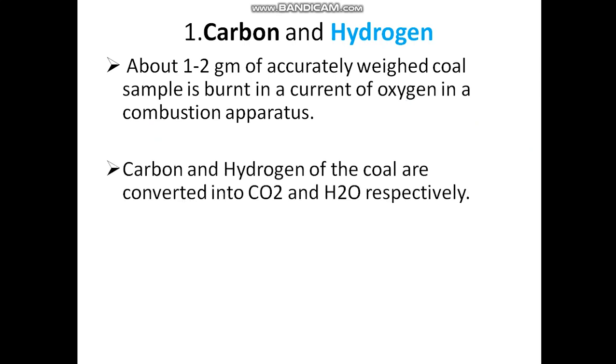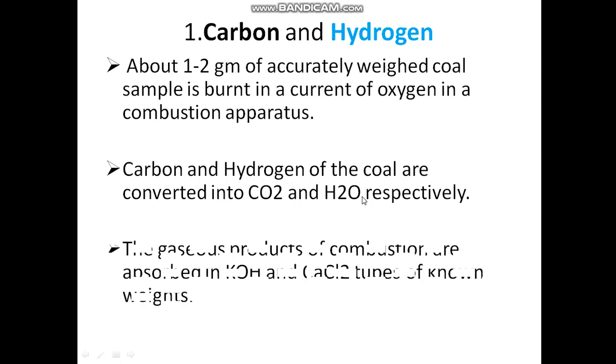coal sample. The carbon and hydrogen of the coal are converted into, the carbon is converted into carbon dioxide, hydrogen is converted into water respectively. Now this carbon dioxide and water, they are being absorbed in the different tubes, means the gaseous products of combustion are absorbed in. Carbon dioxide is absorbed in potassium hydroxide tube, whereas water is absorbed in calcium chloride tube.